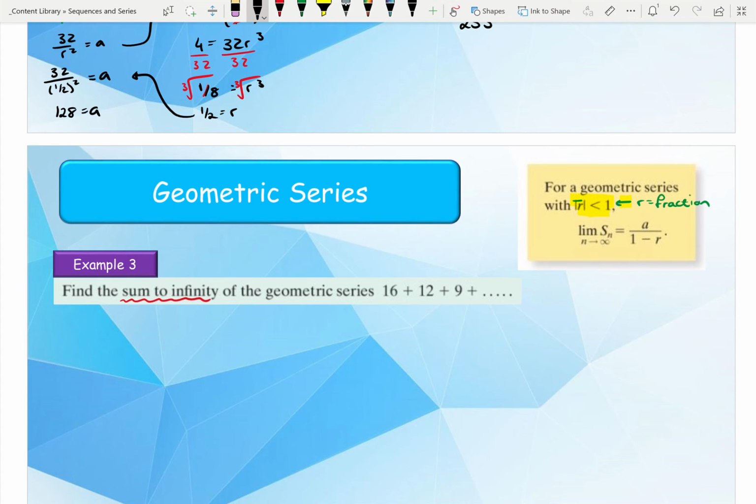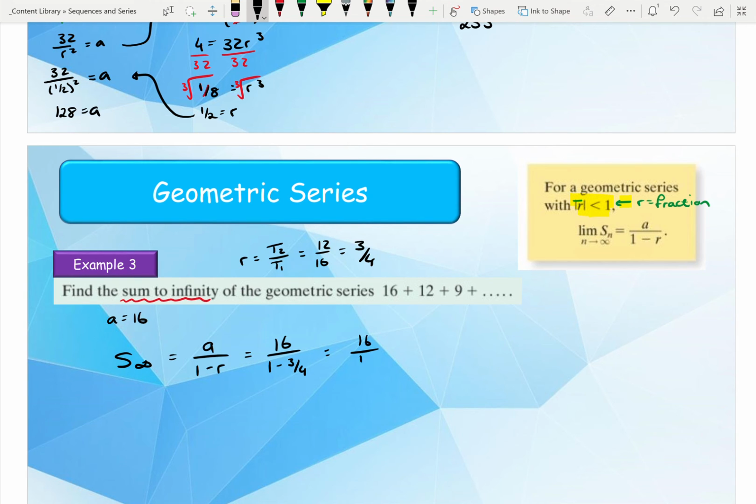So I can see here that if I want to find r, it's going to be term 2 over term 1. So it's going to be 12 over 16, which is going to give me 3 over 4. I can see that a is nice and simply 16. So to find S to infinity, we're just going to sub it in here. So I have a over 1 minus r. So instead of a, I put in 16, all over 1 minus 3 over 4.